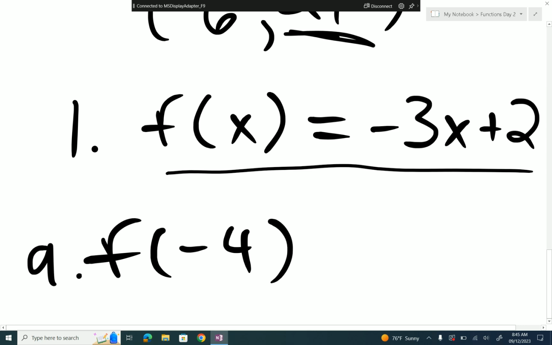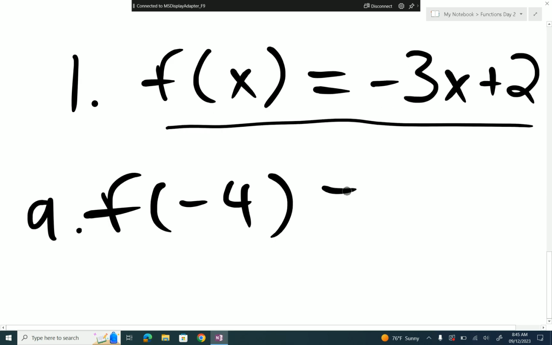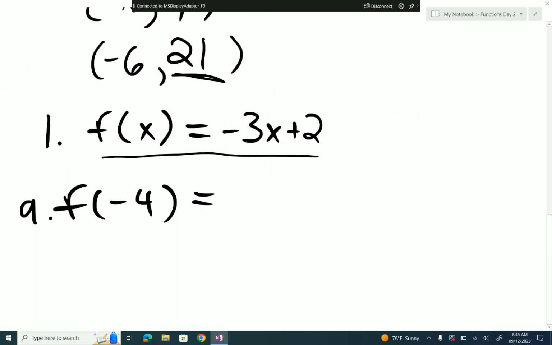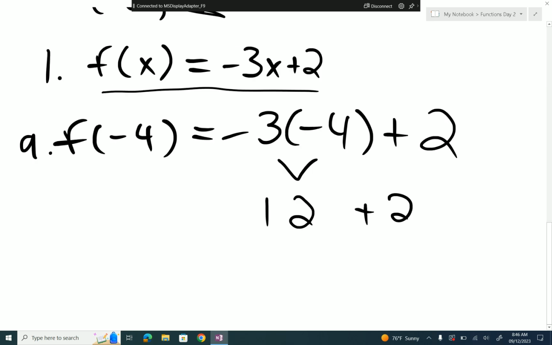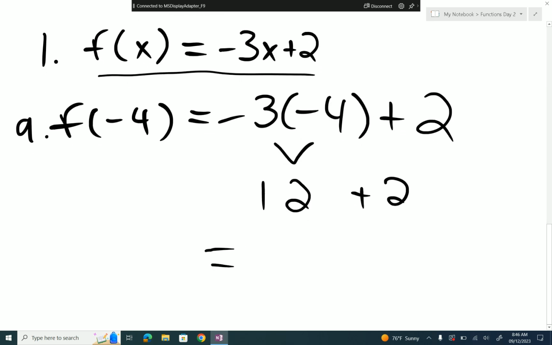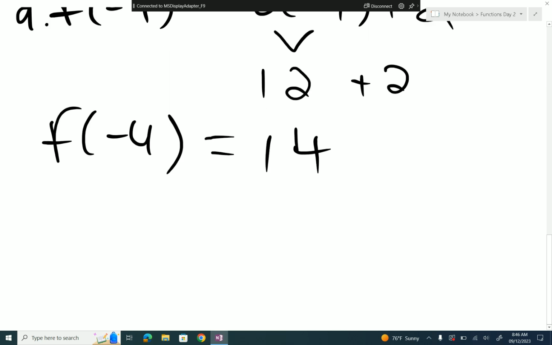So what does that mean I'm going to do with -4? Tylon, what am I going to do with -4? You're going to plug it into the x's? Perfect. Everywhere I see an x, now I'm going to put -4 instead. So I'll do -3 times -4 plus 2. Because of PEMDAS, I want to multiply -3 times -4 first. Colin, what's -3 times -4? Perfect, thank you. And then 12 plus 2, what does that get me? 14, awesome.